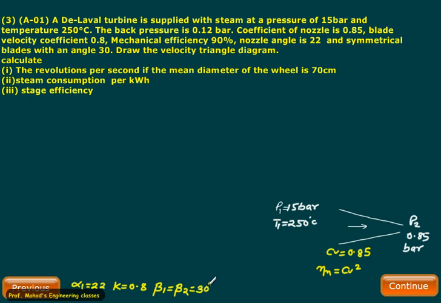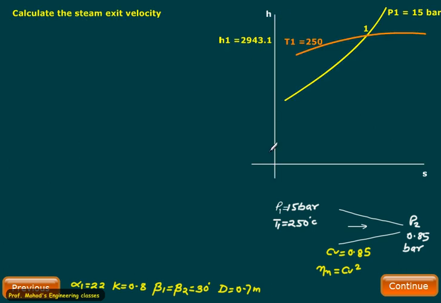So your first job is to calculate the exit velocity of the nozzle, and what is additionally given is the diameter. The runner diameter is given as 0.7 meters. First of all, we'll use the Mollier diagram to solve the problem of the nozzle.